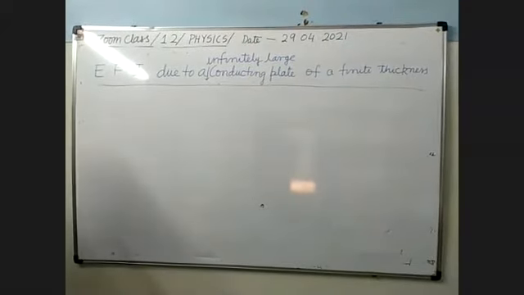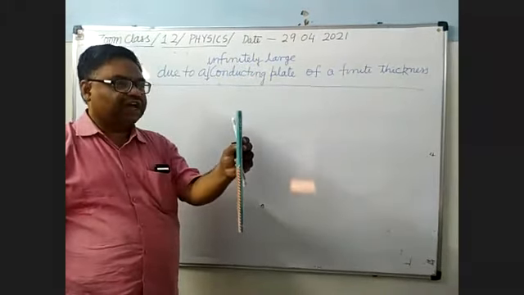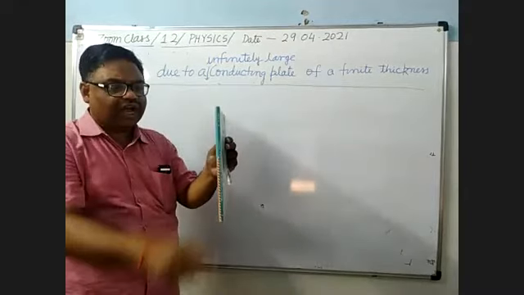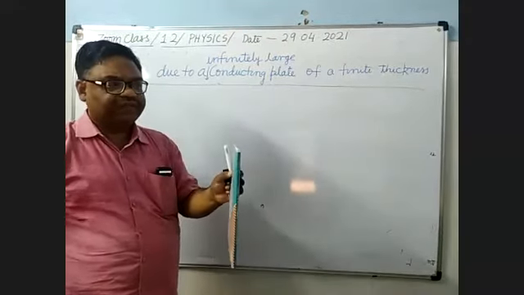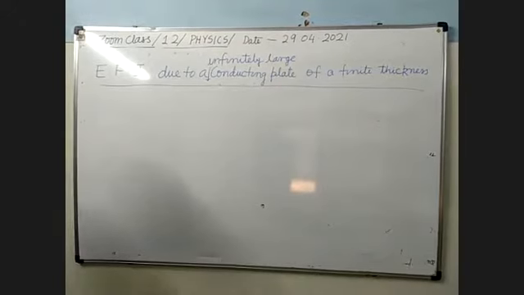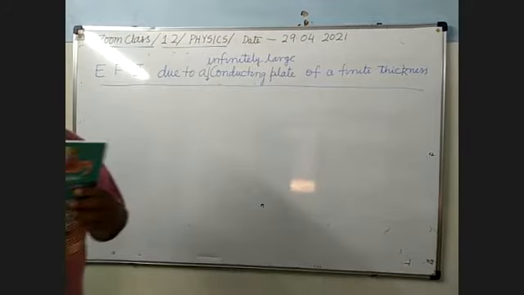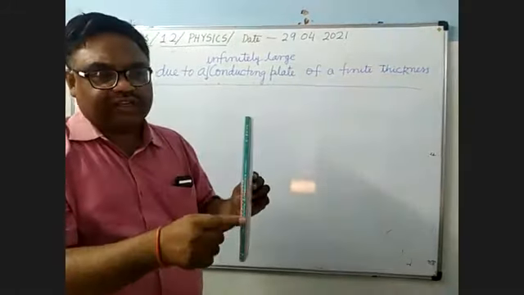Electric field intensity due to an infinitely large plate. Infinitely large means its dimensions are very, very large. Already I have told yesterday, the plate will be like this. It is an infinitely large plate which has a very long length and very long breadth. Is it clear? Because of this, this plate is having finite thickness. Now you can see here, this plate can be assumed of finite thickness.